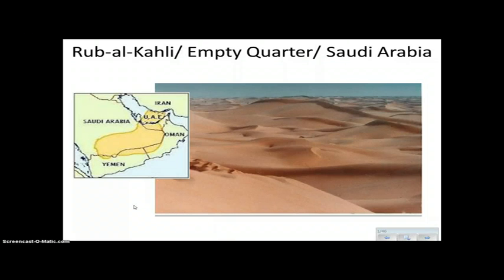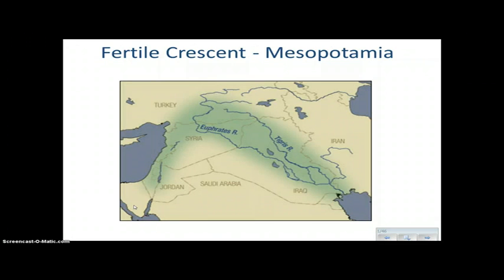In Southwest Asia, some of the most fertile soil in the world lies along the Tigris and Euphrates rivers. But if you recall, we have the Rub al Khali, the Empty Quarter in Saudi Arabia, which is one of the largest desert areas. Sorry, these are out of order. Here's the Fertile Crescent.